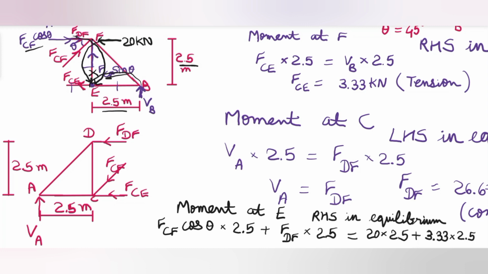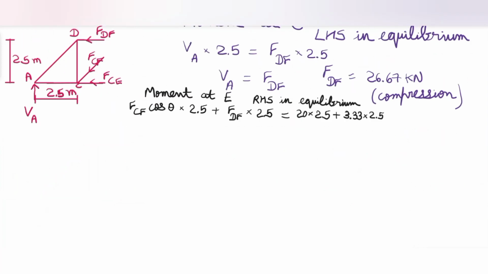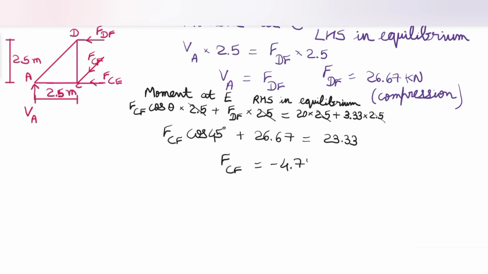Now we'll just solve this. We have already found FDF, which is 26.67. From everywhere 2.5 we can take as common and it will get cancelled. FCF cos 45 plus 26.67 is equal to 20 plus 3.33. And on solving this, we get FCF is equal to minus 4.72 kilonewton.